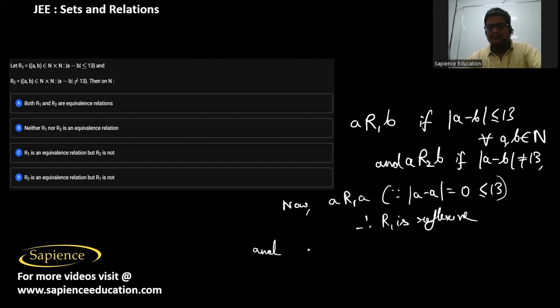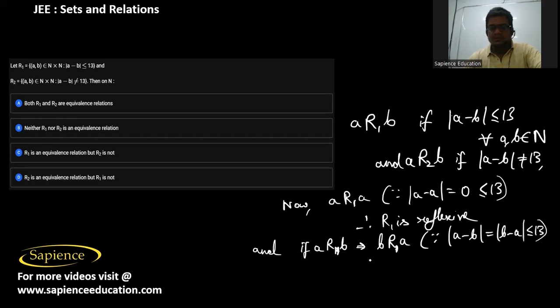And if A is related to B under the relation R1, then it also implies that B is related to A under the relation R1. Since why? Since mod of A minus B is the same as mod of B minus A, which will be less than or equal to 13. So therefore R1 is symmetric also.